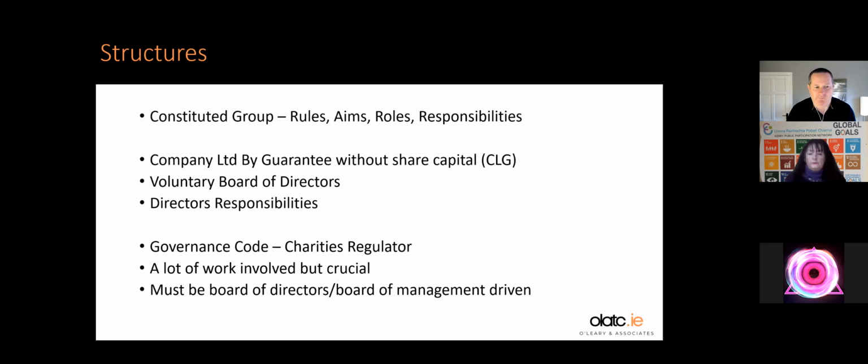There was an awful lot of work involved in getting your house in order to comply with the regulator's code of governance. However, and I say this to all my groups, if you do it right, it's a really good process to follow, because it is complex and time consuming. But once you've done everything you possibly can to meet all their requirements, you have a very, very solid foundation for your organization, okay?